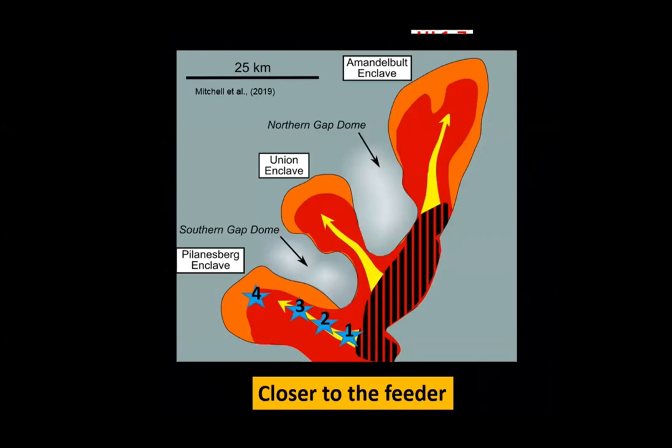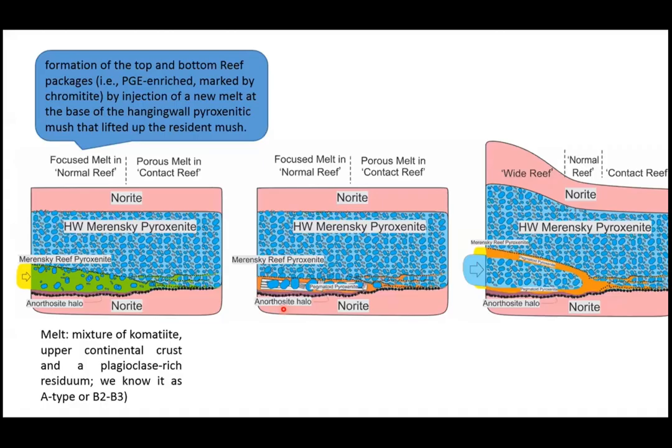And the reason for the systematic variation that I talked about from Draco 1 to 4 is that Draco 1 was closer to a postulated feeder, probably in the northeast, with respect to the others. So Draco 1 had more time to become more evolved with respect to the other Draco units from the feeder. This is the petrogenetic model we suggest.